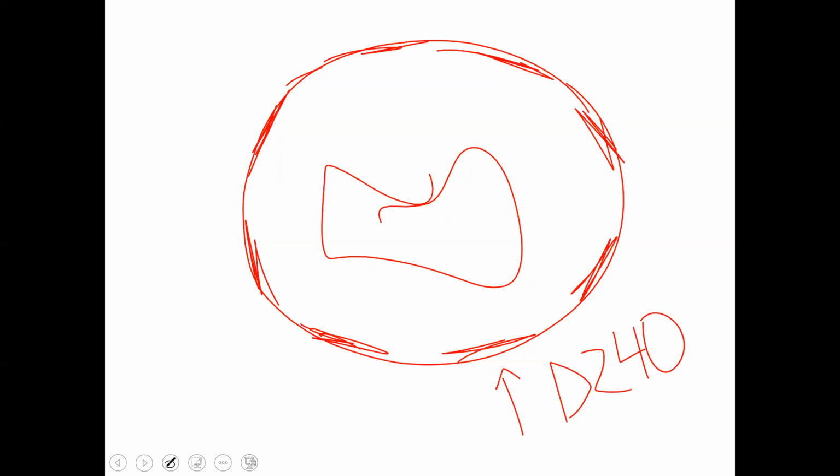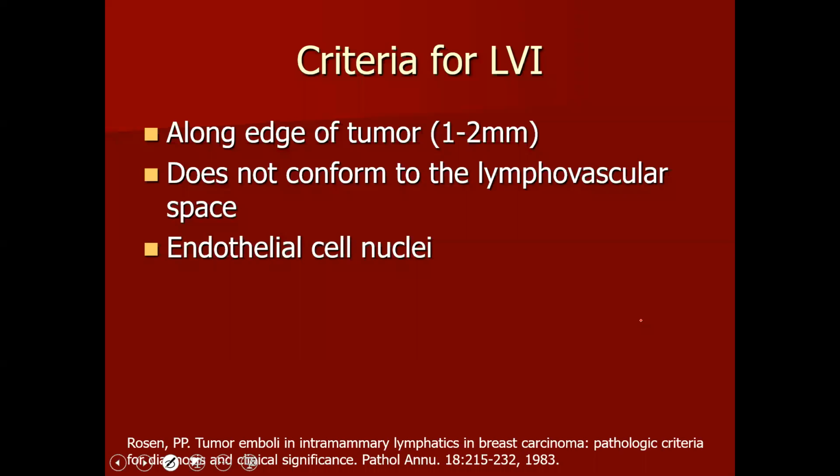So sometimes we'll order this stain called D240. That's the most commonly used stain. There are others, but I'm not going to talk about those right now. So anyway, these are the criteria for establishing LVI.